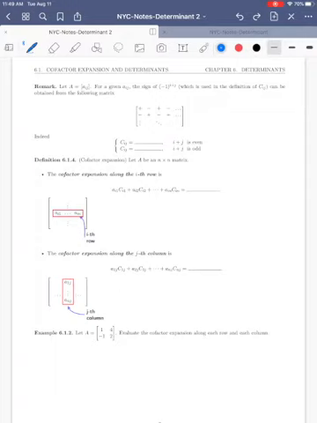So we talked about the cofactor of an entry, and if you remember, we had Cij equals minus 1 to the power i plus j times the minor corresponding to ij, which is Mij. And so first, let's start with a remark.